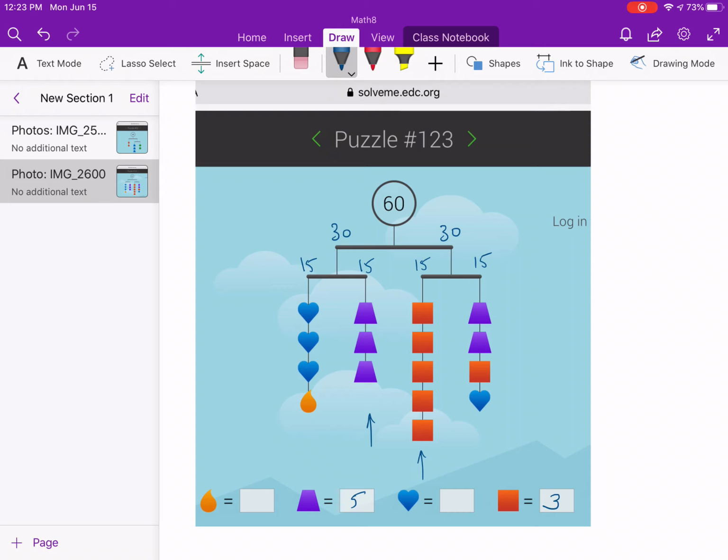Now that we know that, let's plug those in everywhere else we see those shapes. We have a 5, a 3, and that's going to allow us to now get the heart. Looking at the right-hand side, I have a 5, 5, 3, and something, and that has to add to 15. Well, I'm missing 2. Now that I know my heart is 2, I can figure out that droplet on the left-hand side. 2 plus 2 plus 2 plus something is 15. That means that yellow droplet is 9.